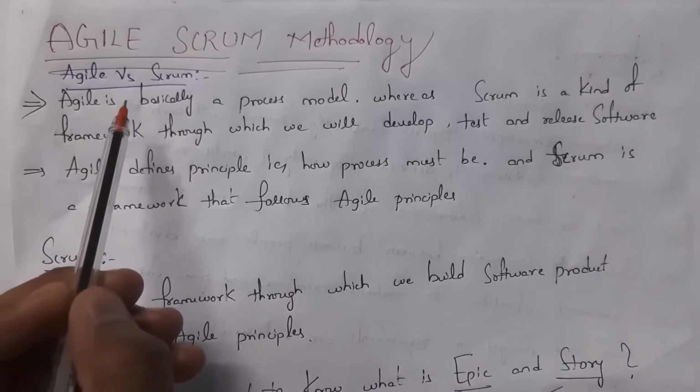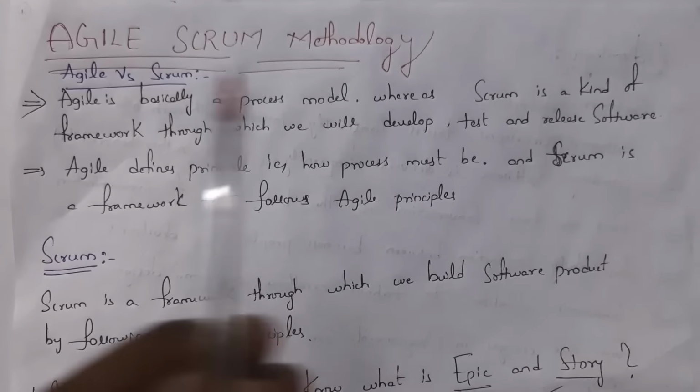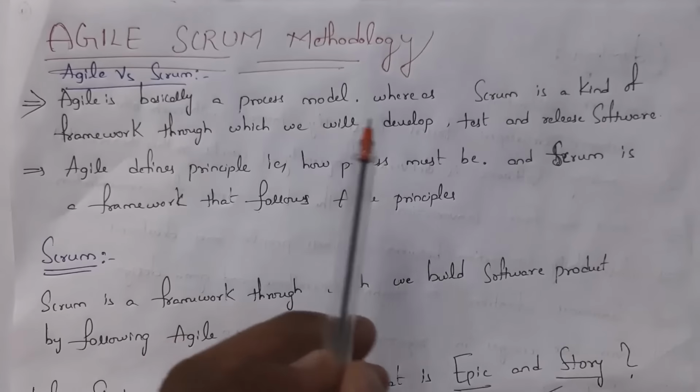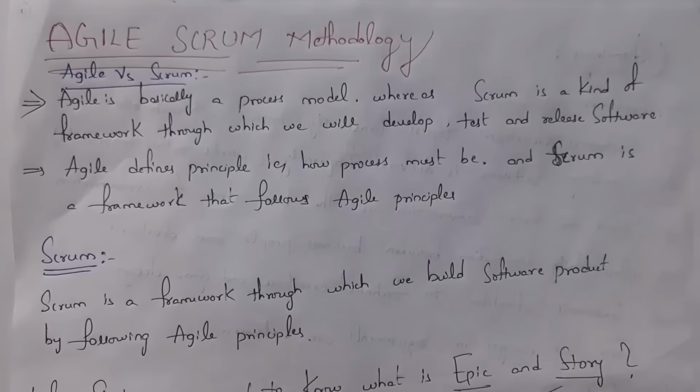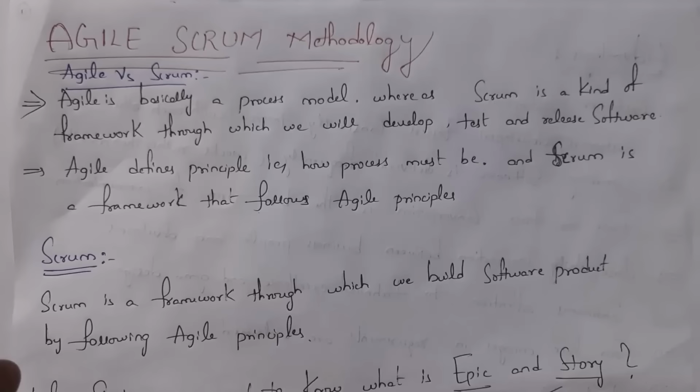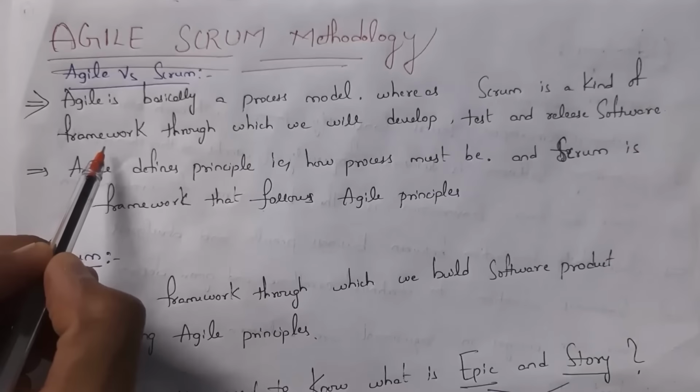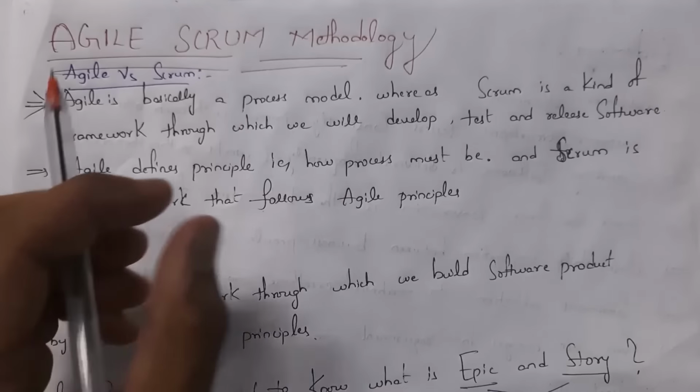Agile is basically a process model, whereas scrum is a kind of framework through which we will develop, test and release software. Guys, as we know, agile is a process. Process is nothing but sequence of steps that we need to follow in order to develop any software. Whereas framework will provide you guidance and tools in order to complete process.